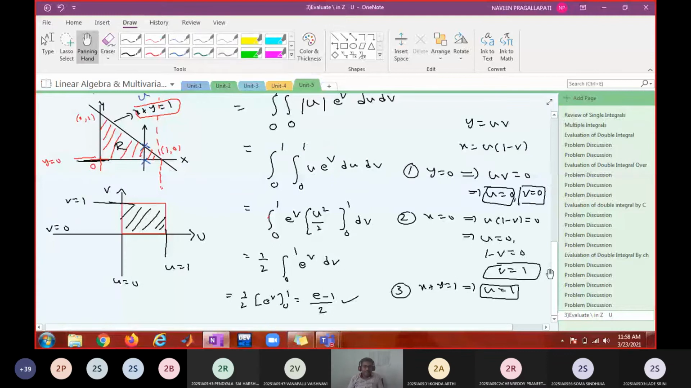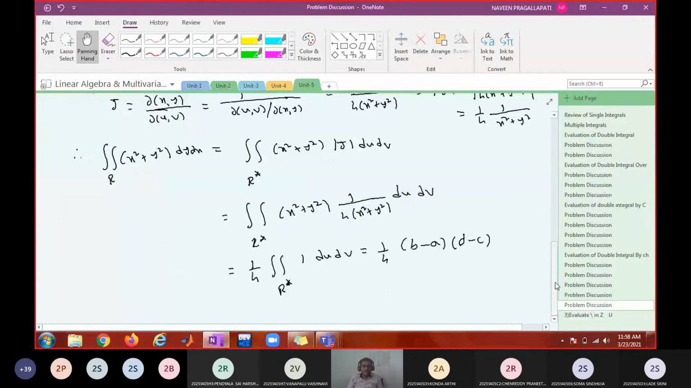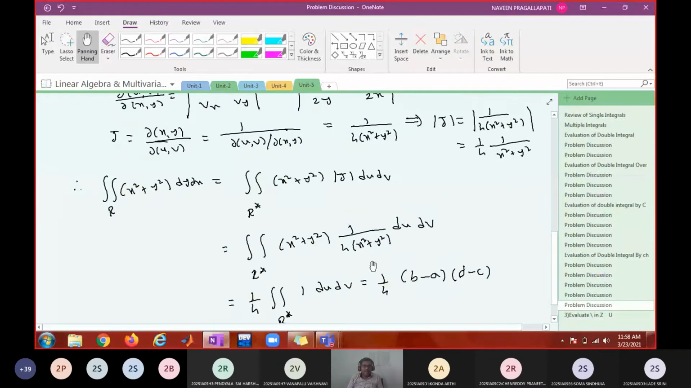I shall give some problems as homework on change of variables. You try those problems later. And remember, you simplify the Jacobian only after substituting. Don't try to change x and y here itself, because sometimes you may get cancellations.